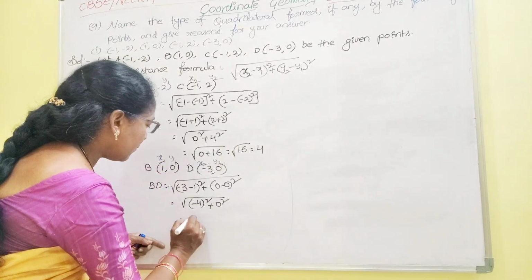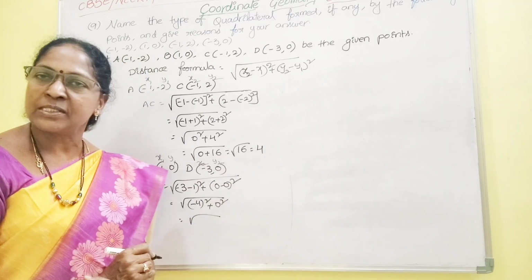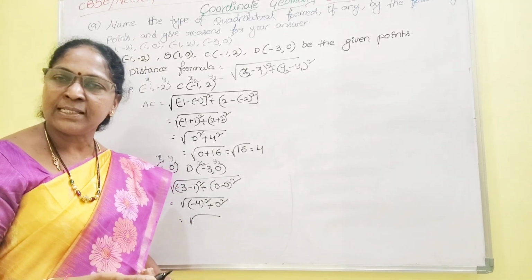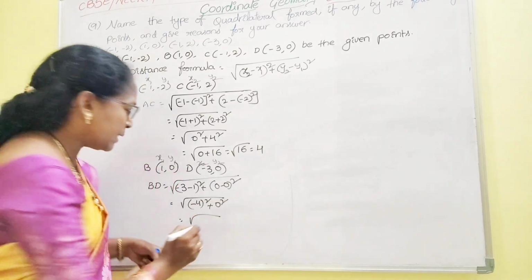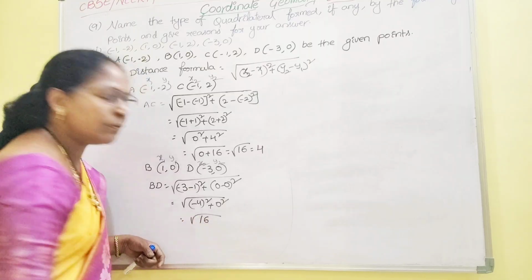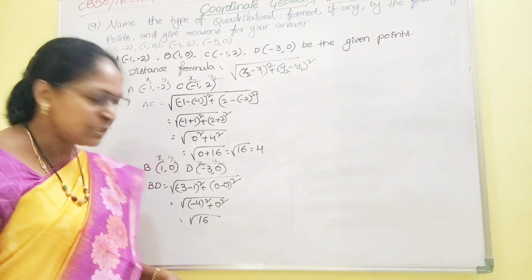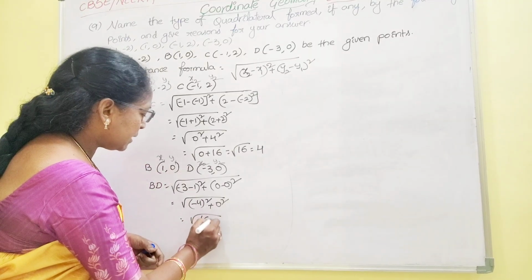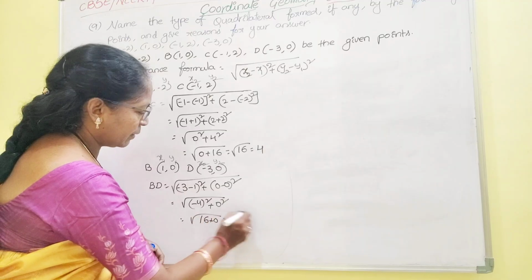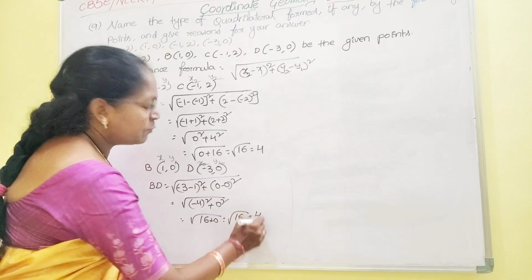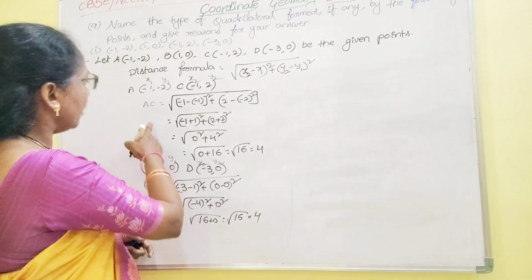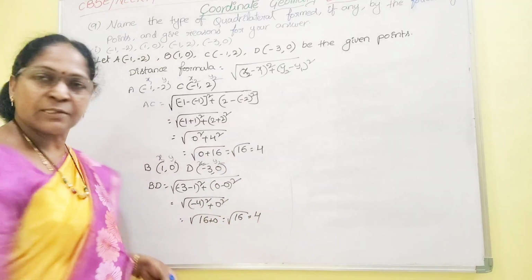So square root of 16, minus 4 whole square equals minus into minus plus 4 square equals 16. That equals square root of 16. 0 square is nothing but 0. So square root of 16 equals 4. Now here AC and BD are also the same.